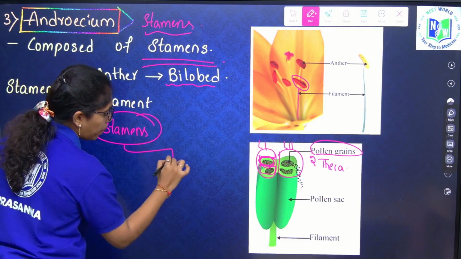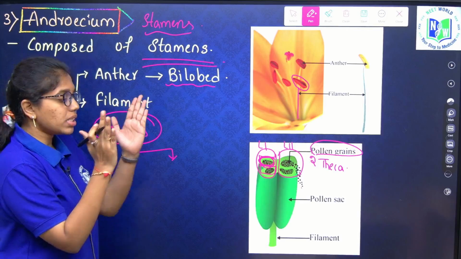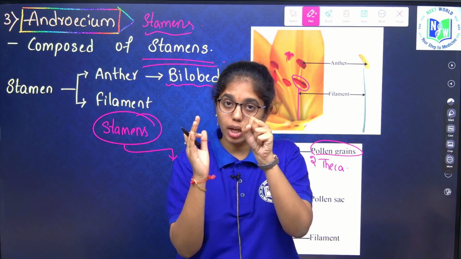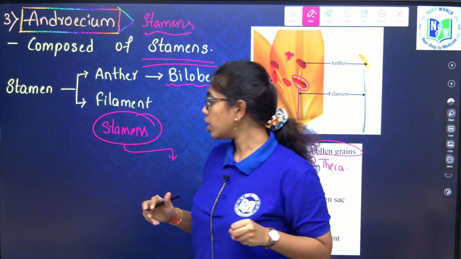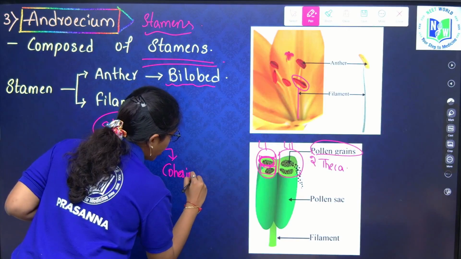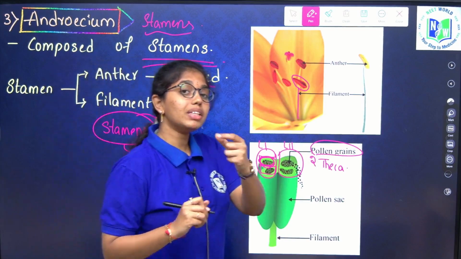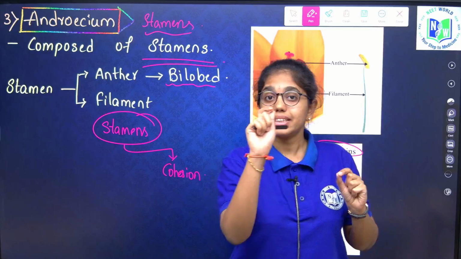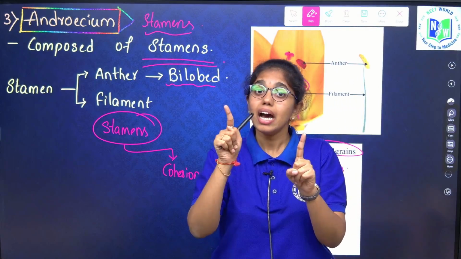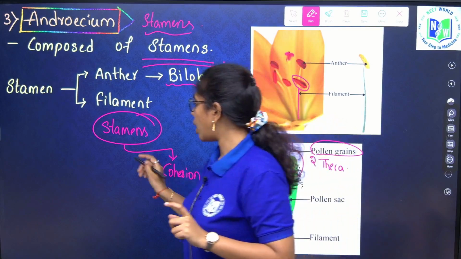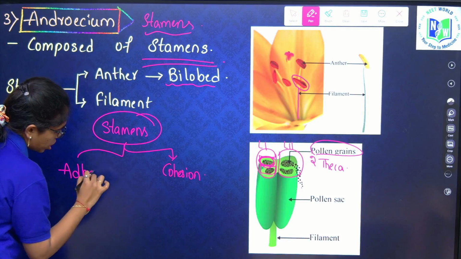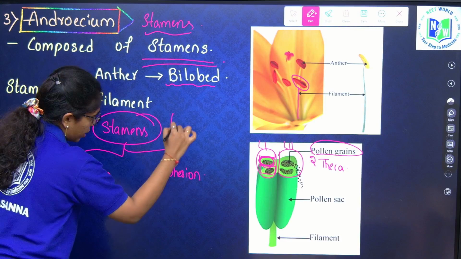if they are in a bunch, based on their attachment, we will call it cohesion. Attachment of stamens to each other is said to be cohesion. If stamens are attached to sepals, petals or the gynoecium, then it is called adhesion. Then it is called what? Adhesion, which is a very important concept of the androecium.